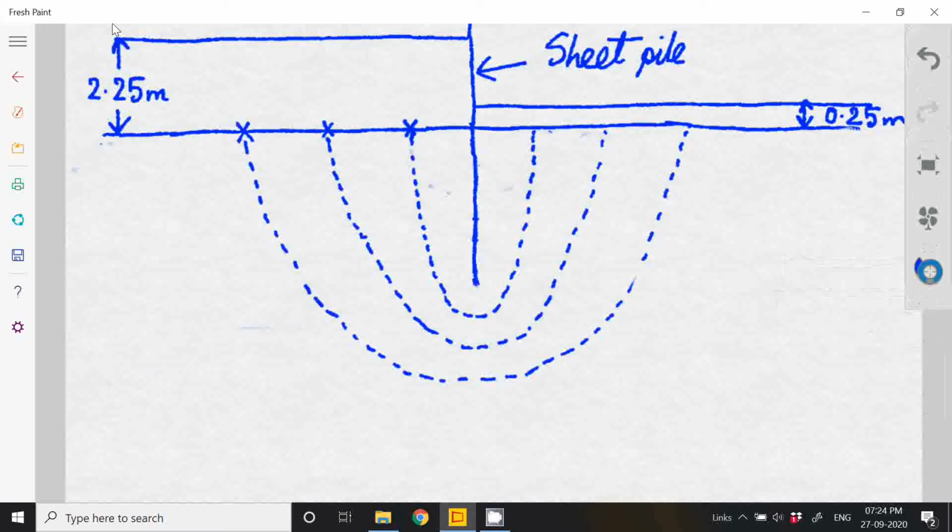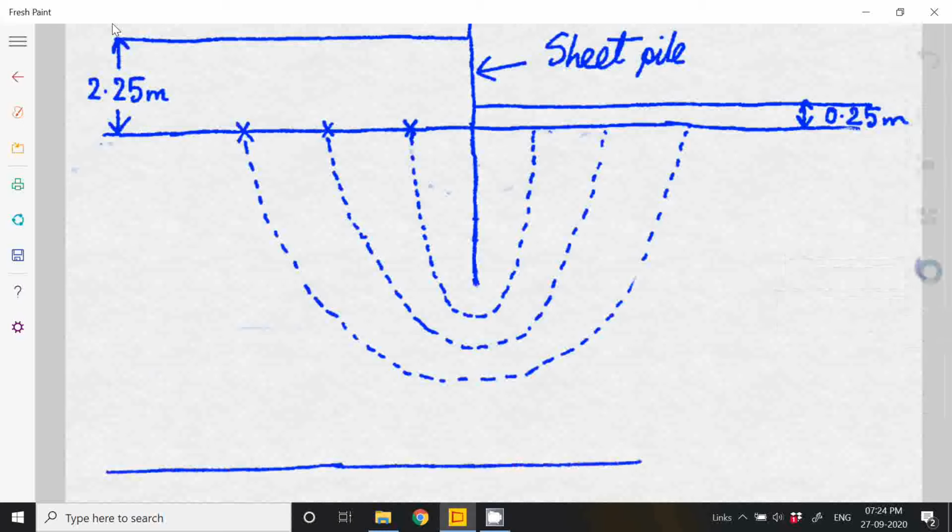Now let us consider that this is an impermeable layer here. Here the layer is impermeable.